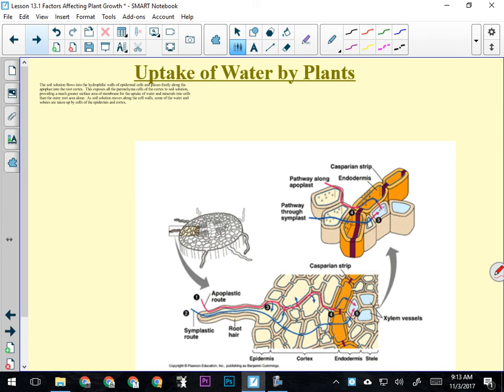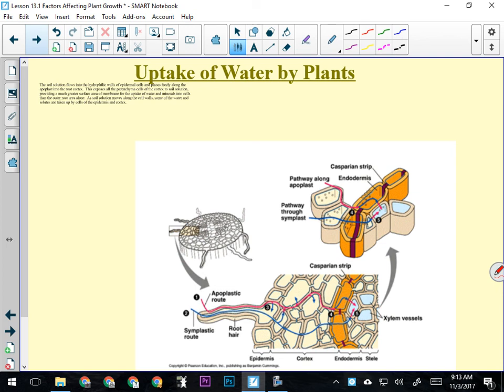So if it's only passing between them, what's not happening to that water? Well, it's still sort of diffusion, but it doesn't get filtered. Because it never passes through any cell membranes, it's still got everything in it that was in the soil. So there's a chance that stuff that's not good for the plant could be picked up that way.